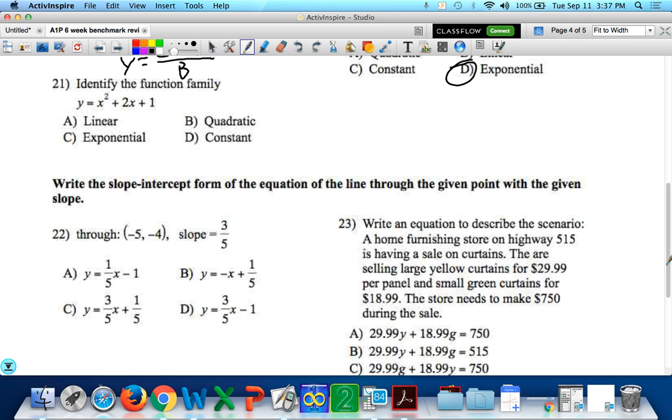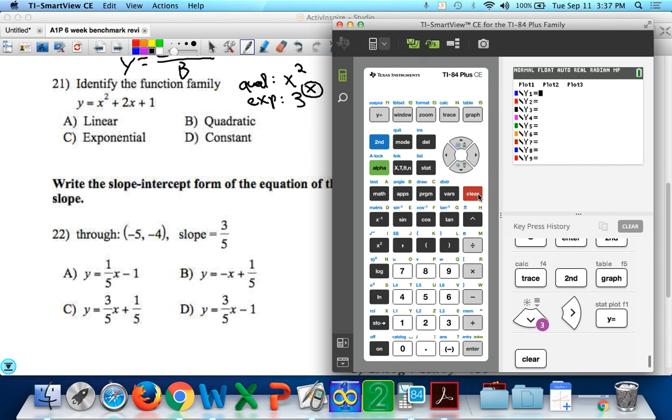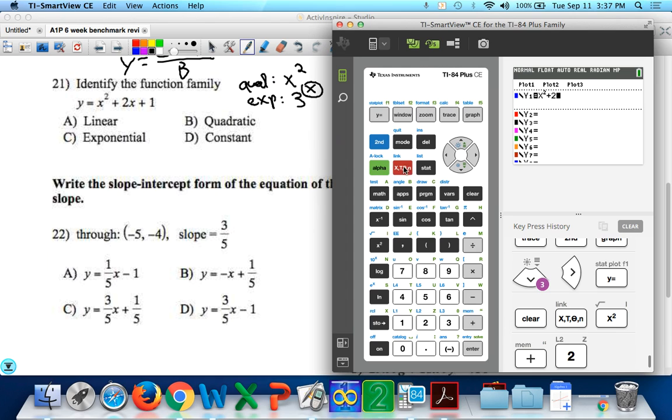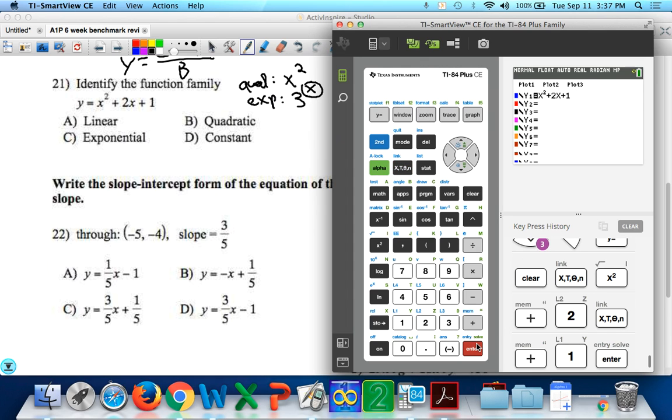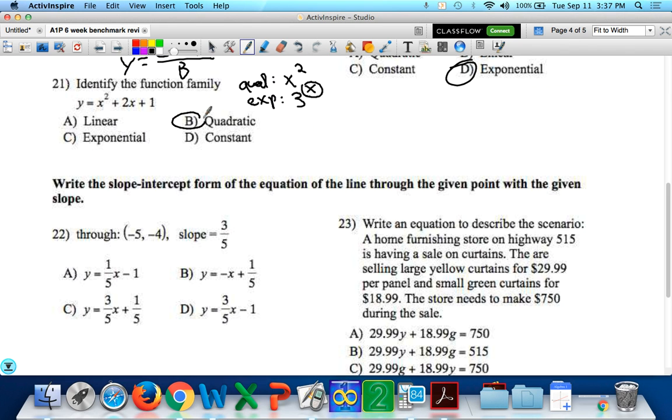21, same song, second verse, identify the function family. Right here, we also know that quadratics have an x squared. Exponentials have some number, we'll call it, I don't know, a 3, with an x in the exponent, and linears are boring. But why take the risk? Okay, why take the risk when we can put this in our calculator, because we're all a lot better with the shapes, most of us are. Why not just put this in the calculator and see how it goes? When we graph this, we see that it is indeed a quadratic, a parabola.